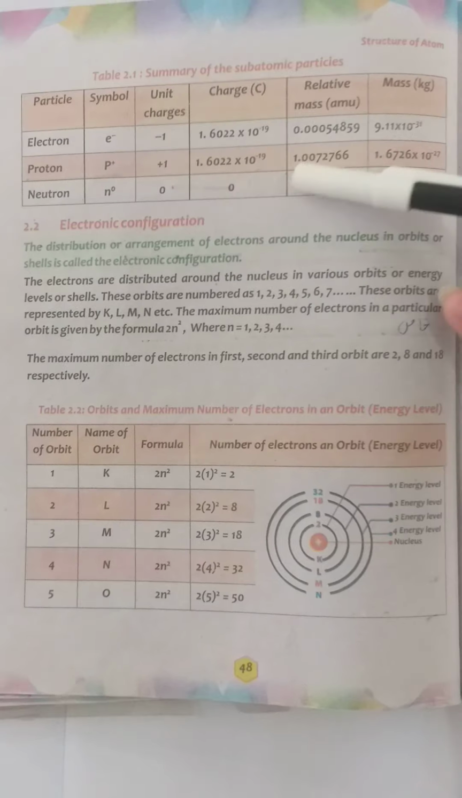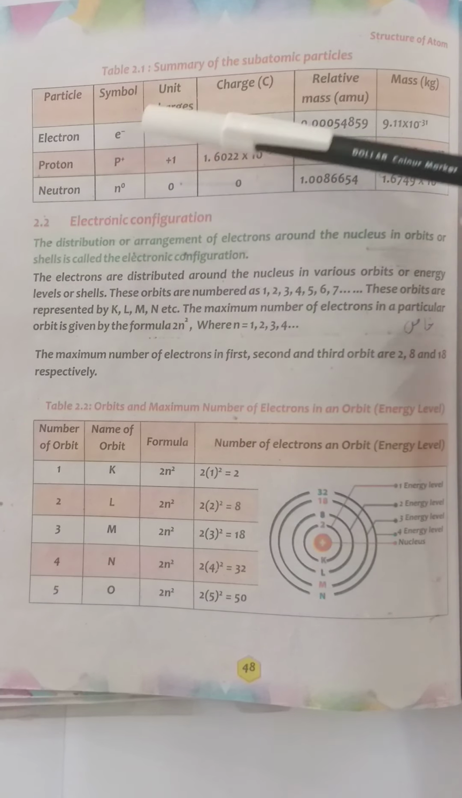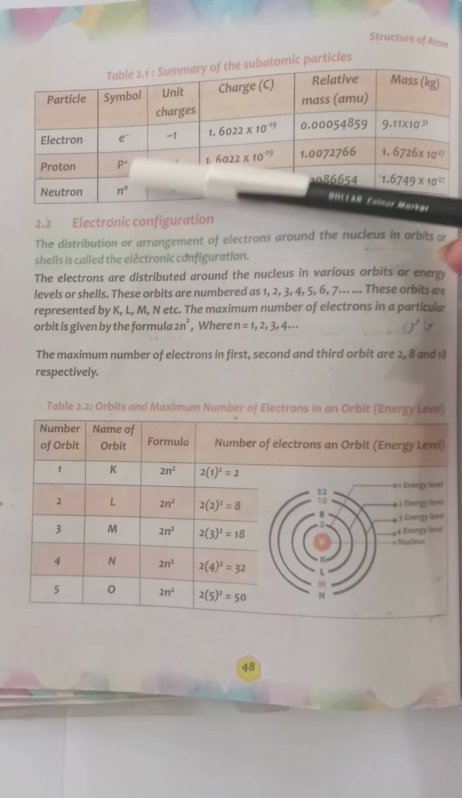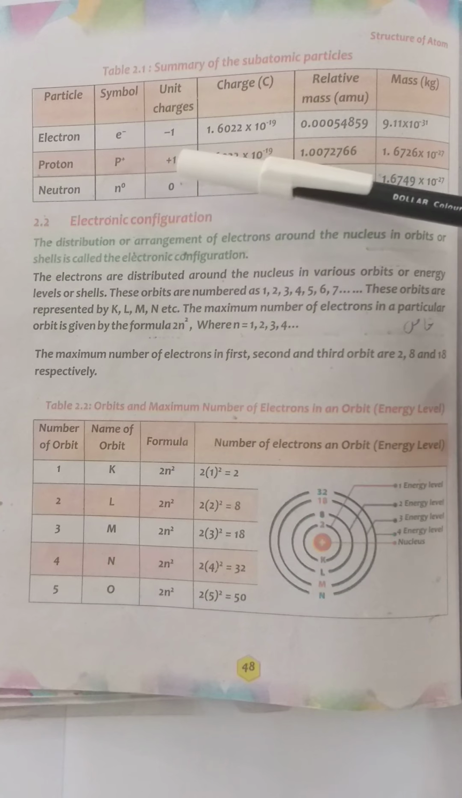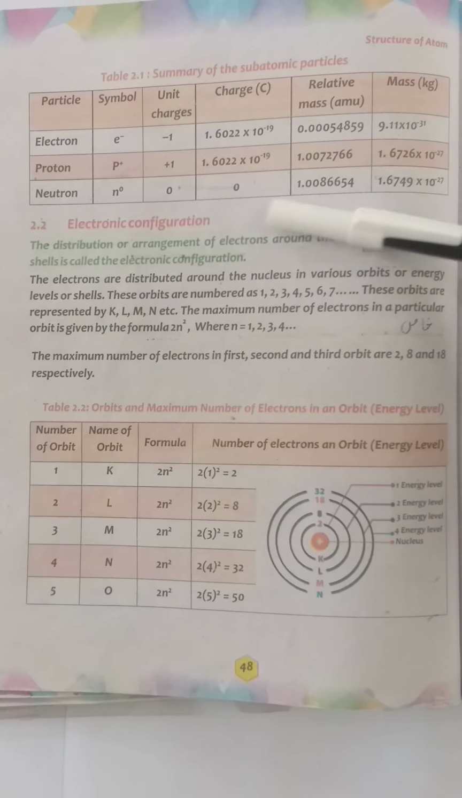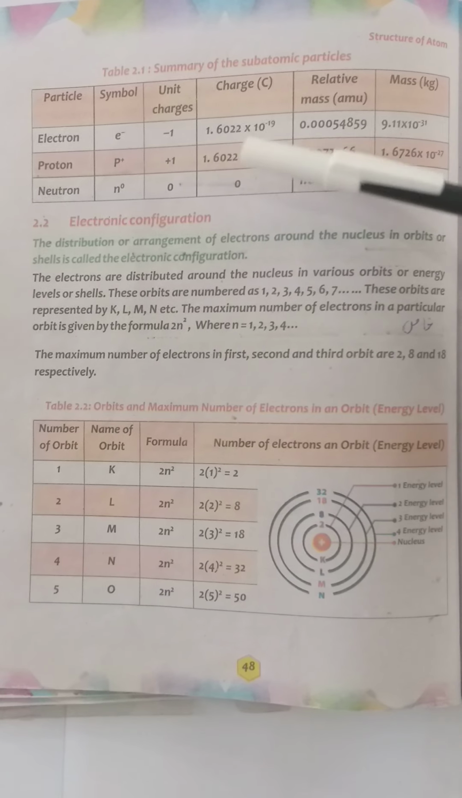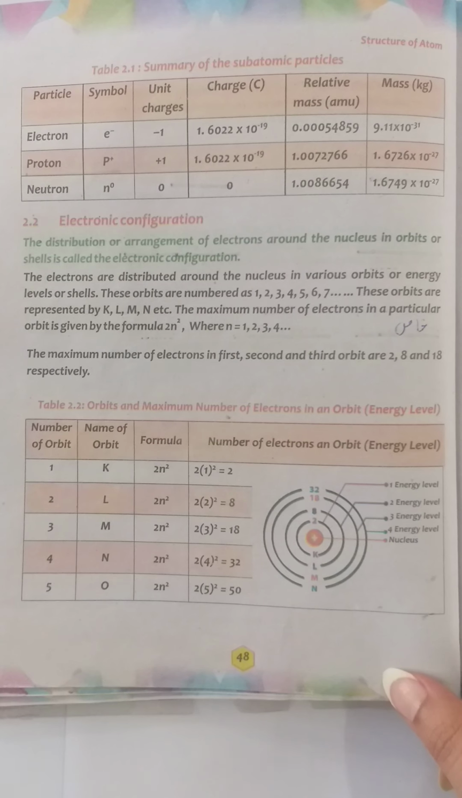On the next page we have the table showing the particles, that is electron, proton and neutron, with their symbols. You can see here neutron has no charge, and their charges are -1, +1 and 0. And then you can see the charge in coulomb, the relative atomic mass in AMUs and the mass in kilograms. So this was the end of the lecture.